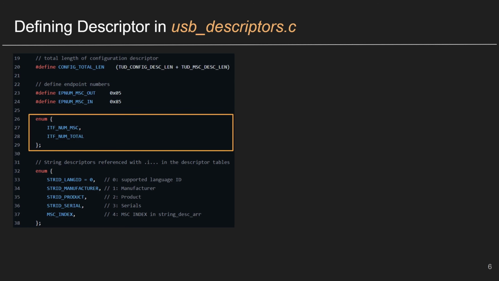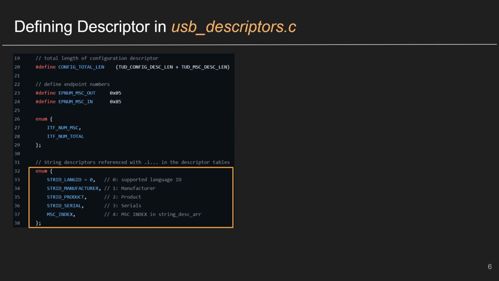Let's now define the interface number to tell TinyUSB that we have just one interface, our mass storage class interface. If we had other features like a USB CDC interface, we would list them here too. Then we are defining the string descriptor indexes. Each string that describes our device has an index number. It's just a neat way to organize the text information for USB enumeration.